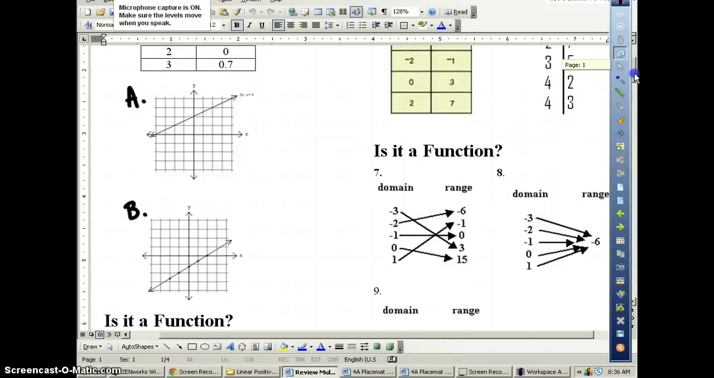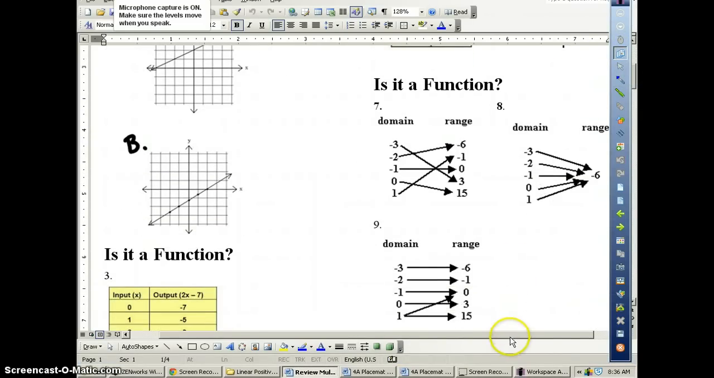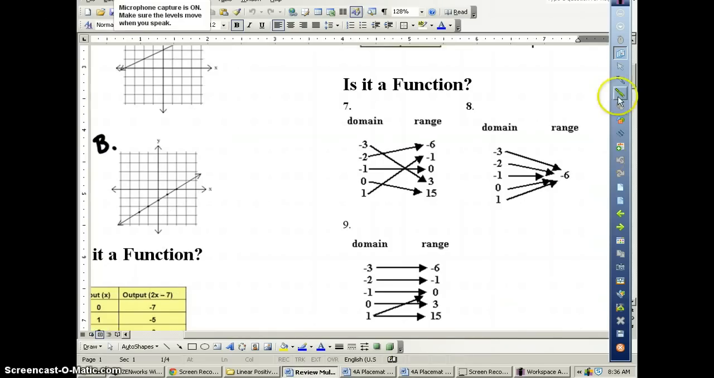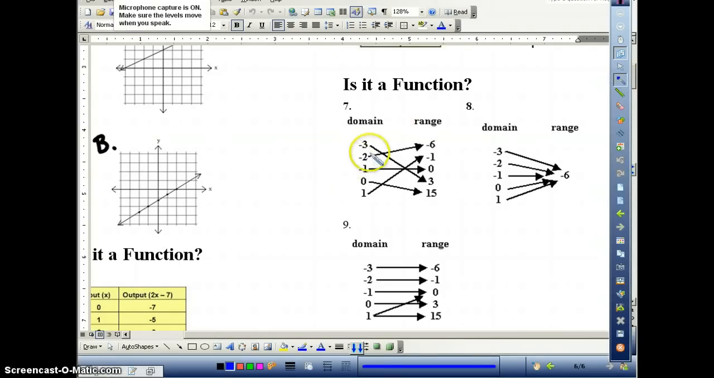All right, let's keep going. I've got mapping diagrams this time. Look at number 7. From a mapping diagram, you can tell if it's a function if there's only one arrow coming out of each one of your x values. Is number 7 a function? Yes. Is number 8 a function? Yes, good for you.